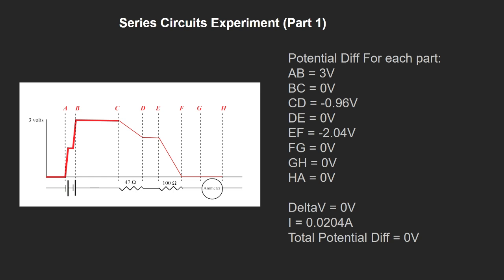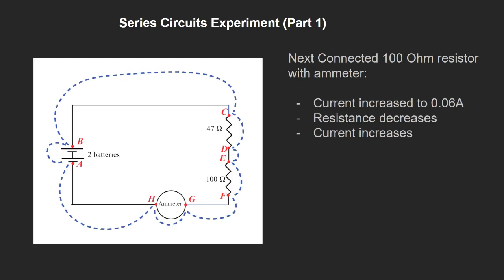I will be 0.0204 amps. And the total potential difference, if you add up all the potential differences, will be 0, which confirms the loop rule. Now, if you connected a 100 ohm resistor with the ammeter, you'll have the current increase to 0.06 amps. The resistance will decrease, and the current increases. You can see that here in the picture.